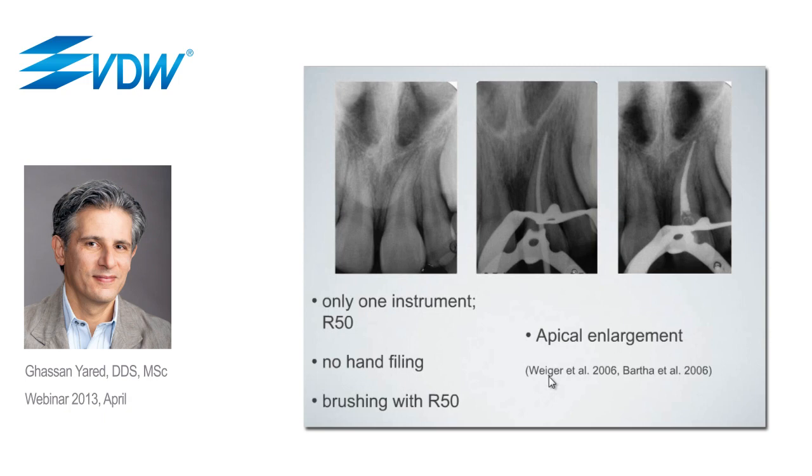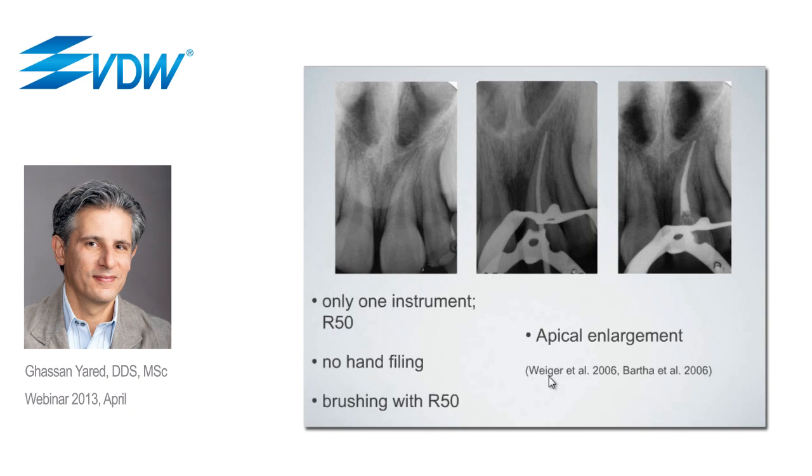This is a central incisor where the canal is completely visible from orifice to orifice on the radiograph. So this is a case where a number 30 hand file was able to go to length passively without any hand filing. This is a case that was done with the R50, exactly in the same manner.